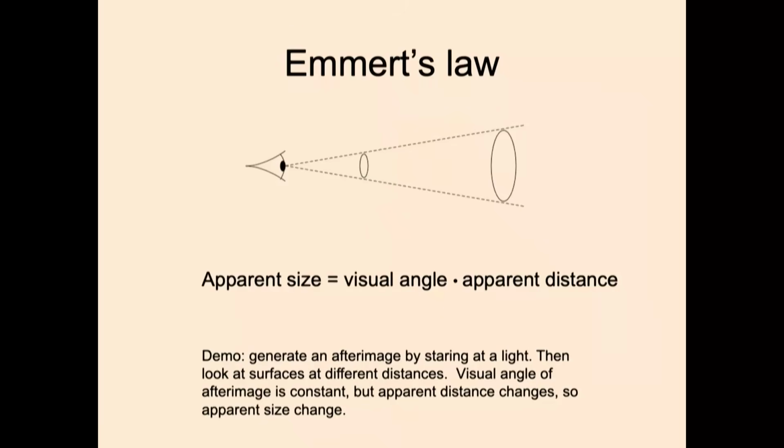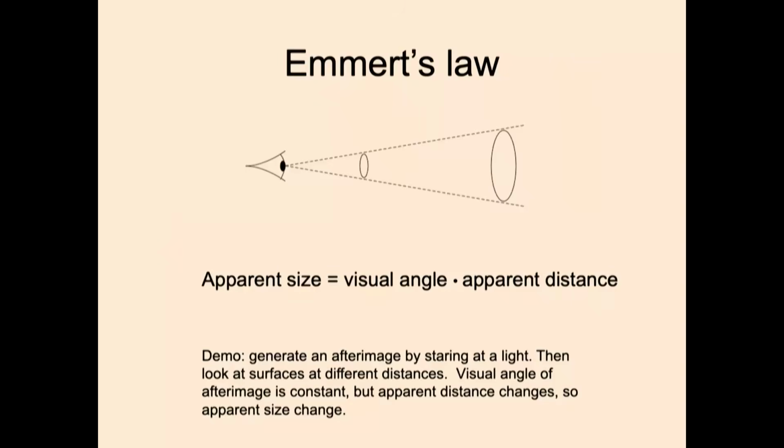Okay. We then talked about Emmert's law. So remember, Emmert's law is this relationship between apparent size, visual angle, and apparent distance. And we saw this demonstration where we created an after image. So the idea is that the after image is something that's a fixed size on the retina, so the visual angle is fixed. And you can change the apparent distance by either looking at something that's very close or looking at something that's far away. The consequence of that is that the thing changes in apparent size.